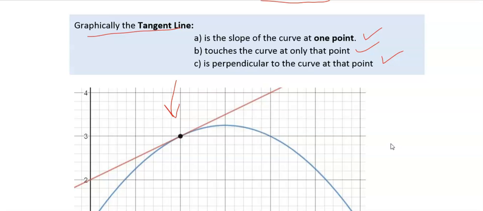And it kind of means that if you drew a line perpendicular to the tangent line, it would also be perpendicular to the curve as well. That perpendicular line, by the way, is called the normal line. And we'll be seeing that again in just a little while.